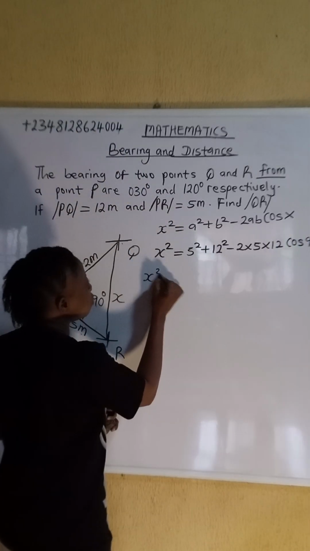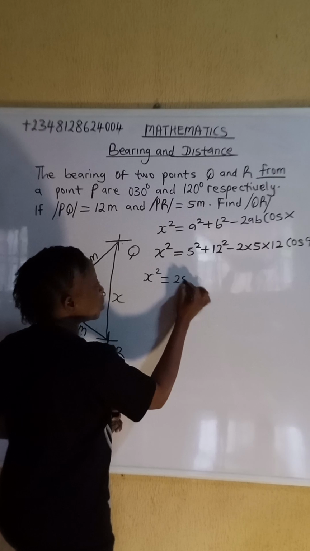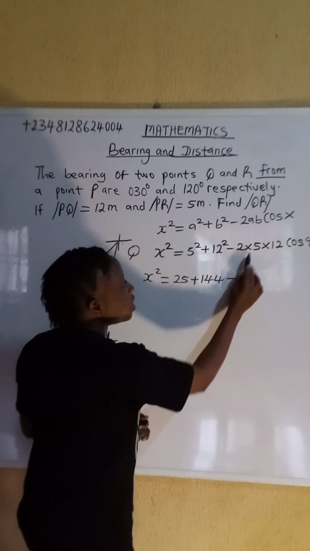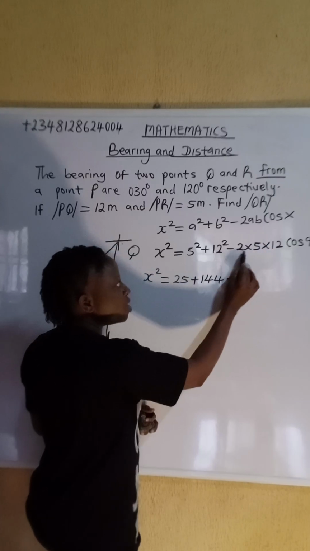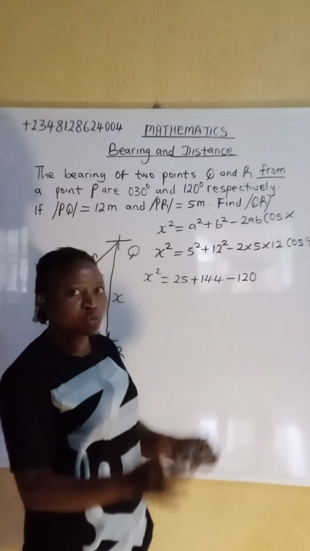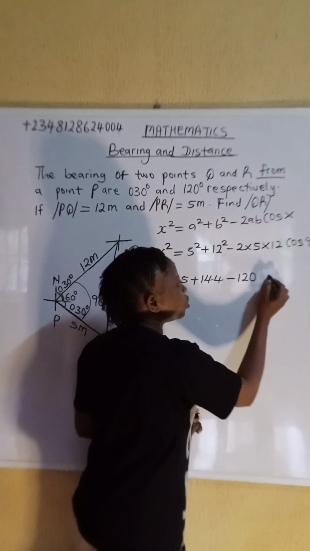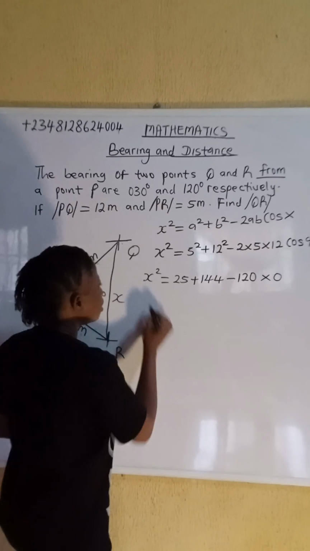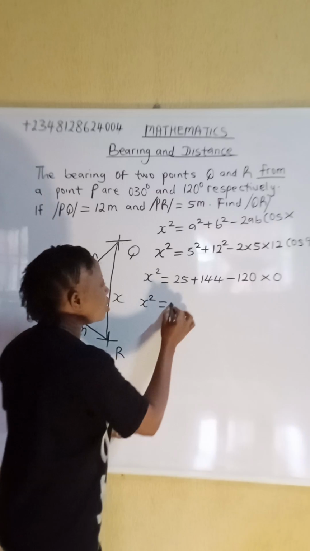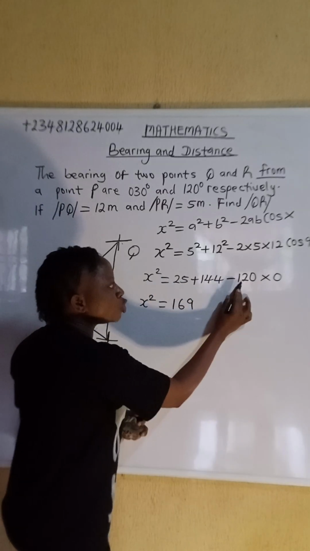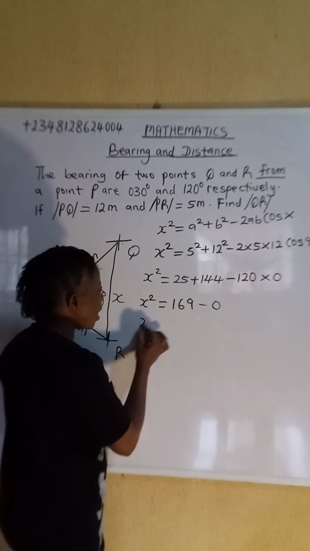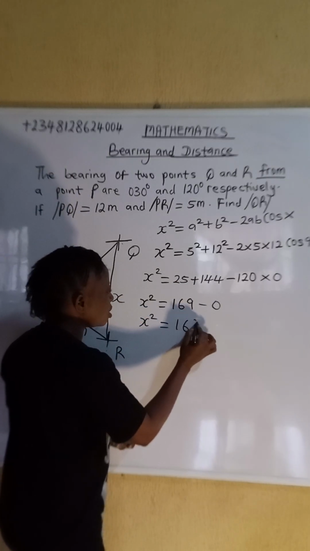Now our x squared will be equal to 5 squared will give us 25, plus 12 squared will give us 144. Then minus 5 times 12 will give us 60, 60 times 2 will give us 120. Then cos 90 equal to 0, so multiply by 0. Now x squared will be equal to 25 plus 144 will give us 169. So 120 multiplied by 0 will give us 0. So minus 0. So x squared will be equal to 169.